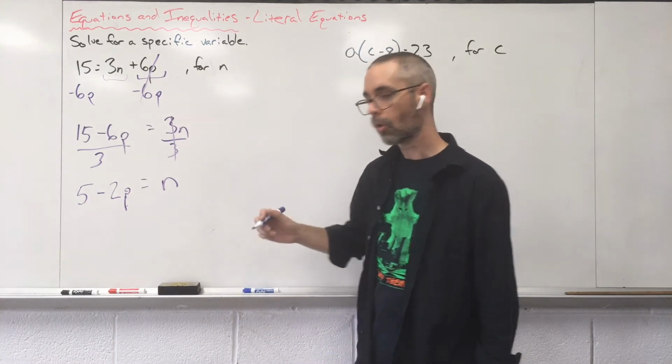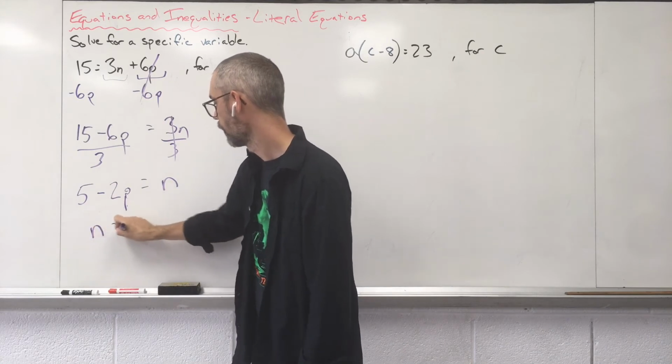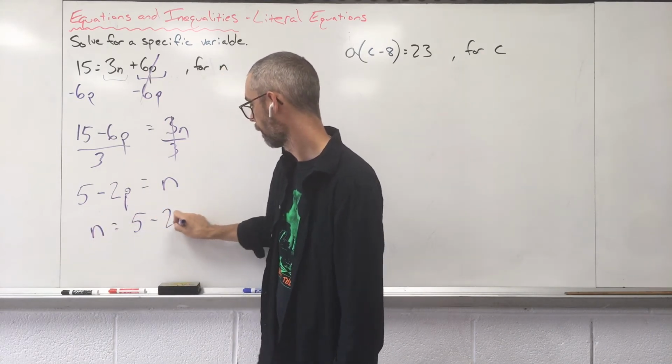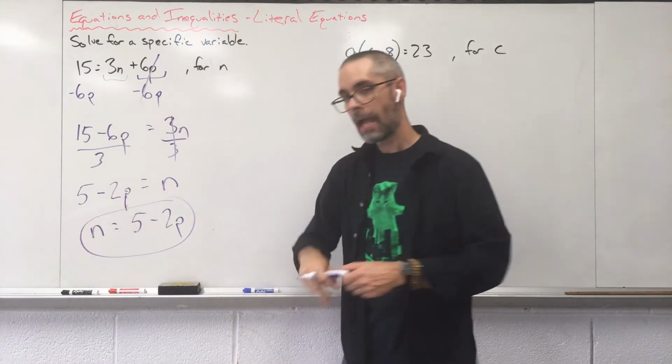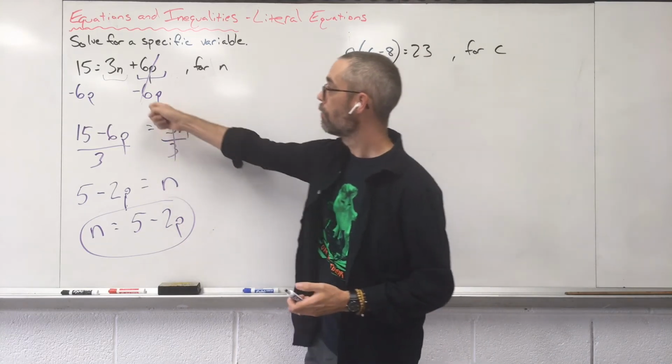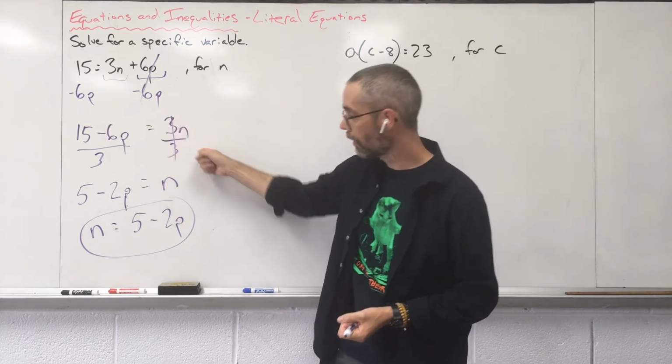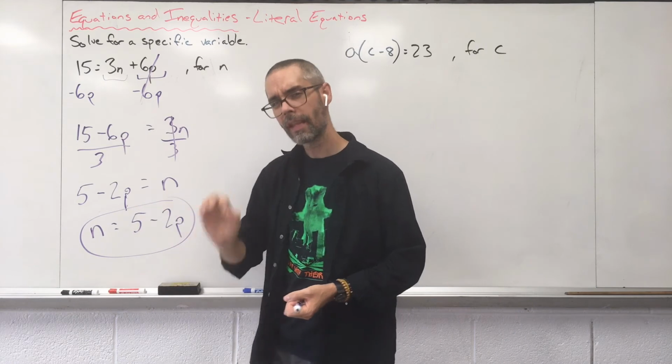One last step. Don't like the order. Let's just flip. And n is alone. It was easy moving the group. It was easy moving the 3. But you get an ugly looking answer, that's okay.